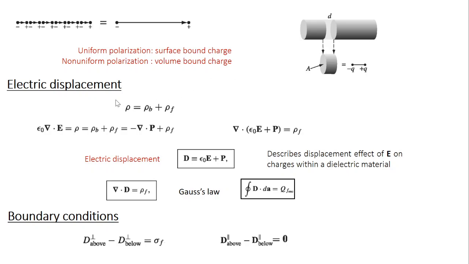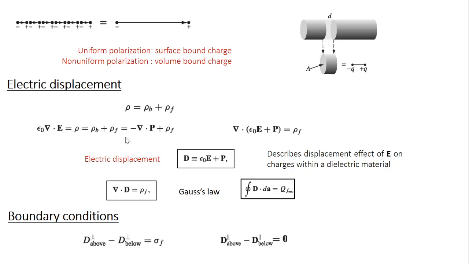Now we know that we have two types of charge densities. One, the bound charge density. Second, the free charge density. So the total charge density can be written as rho b plus rho f. Remember Gauss's law, divergence of E equal to rho by epsilon naught. I can rearrange the equation and write epsilon naught divergence of E equal to rho. Rho has two contributions, rho b plus rho f. And we know the expression for rho b, which is minus divergence of P. So I can write epsilon naught divergence of E equal to minus divergence of P plus rho f.